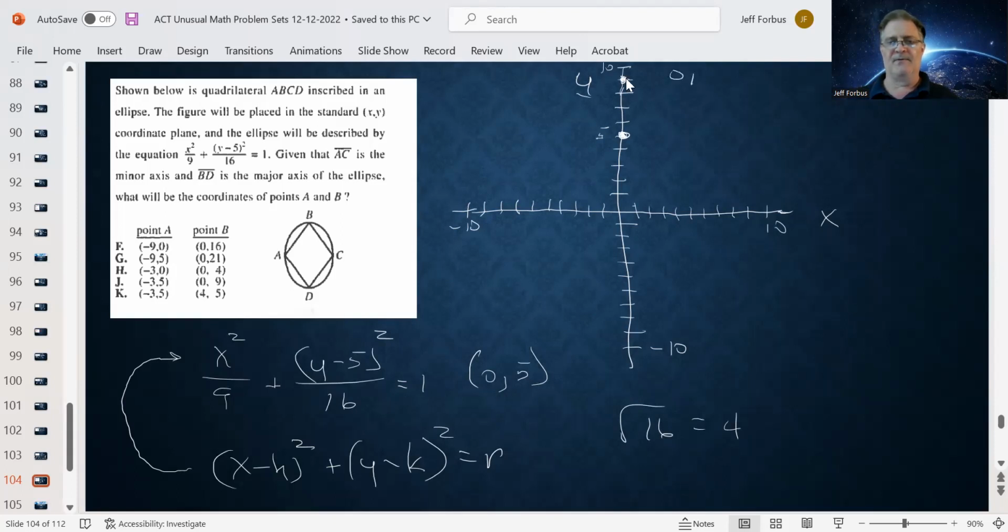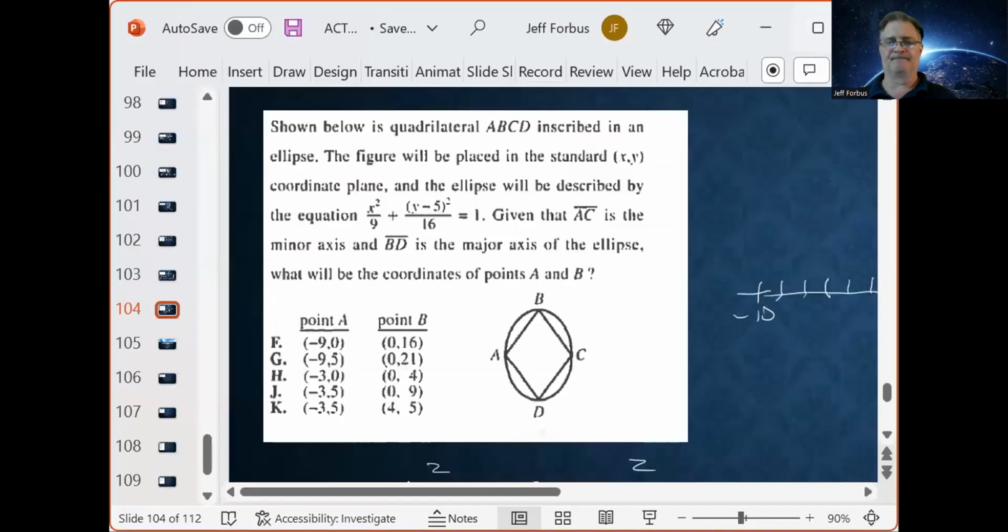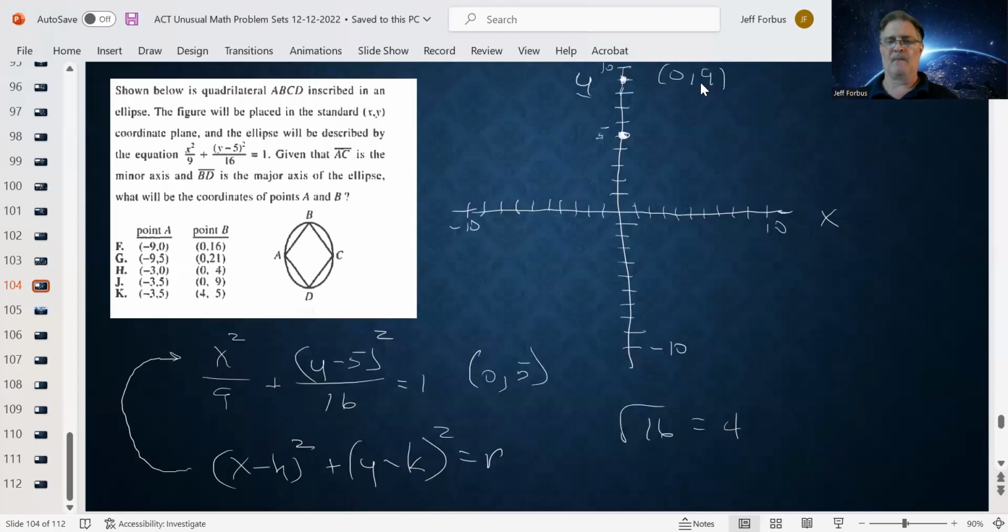Now, if we count from the center of the circle up 4, you get to number 9. So right there, 0, 9. Now, if we come down 4 from the center, we get to number 1. So that's going to be 0, 1. I'll just put it right here, 0, 1. Okay.